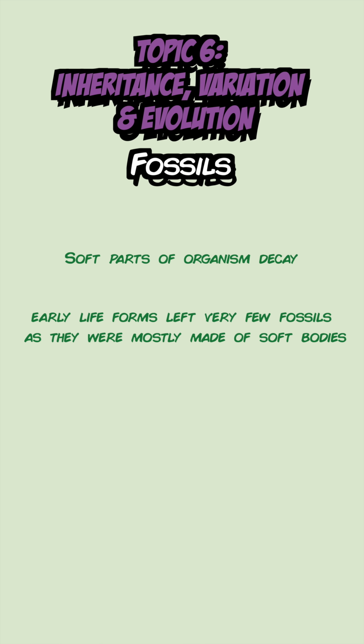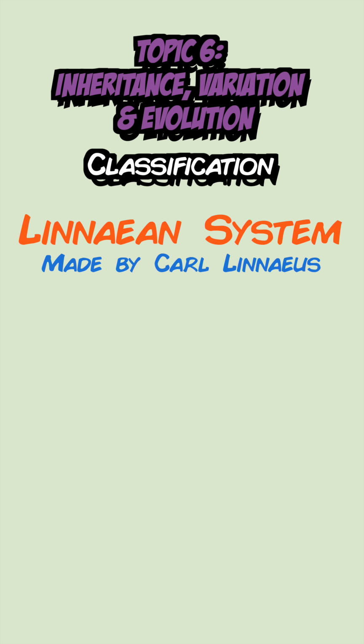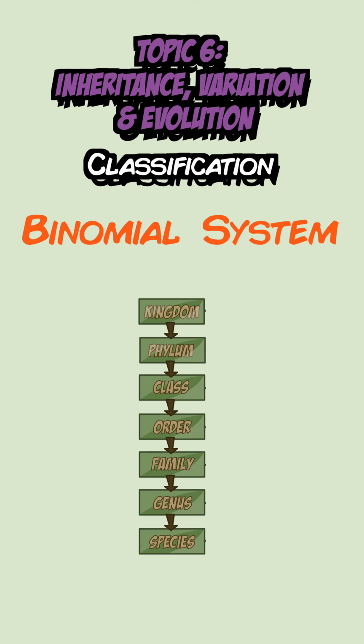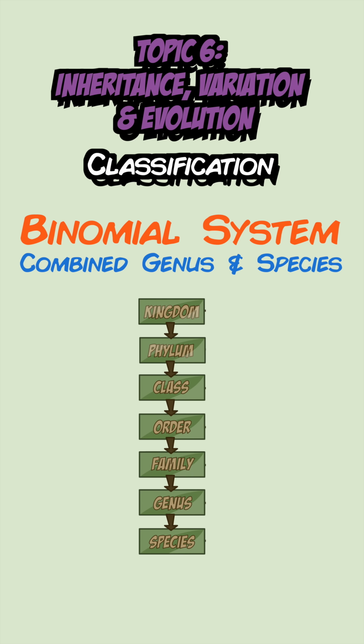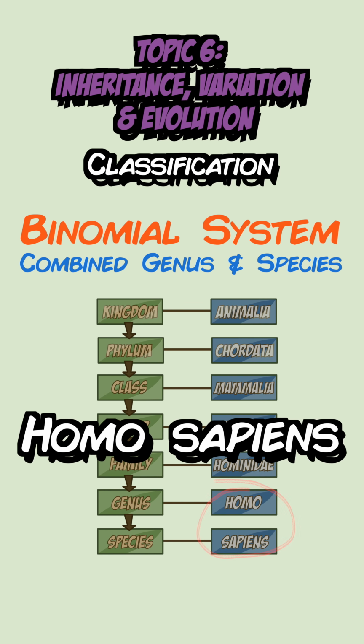made of soft bodies. All living things can be classified in different ways, and these organize them into different groups. The Linnaean system was made by Carl Linnaeus and classified organisms into several stages of subdivisions. These are kingdom, phylum, class, order, family, genus, and species. Any organism can be named using the binomial system, where you just combine the genus and the species of the organism. So if these are the subdivisions for humans, the binomial name for a human will be Homo sapiens.